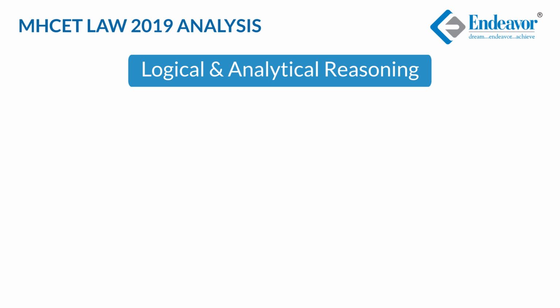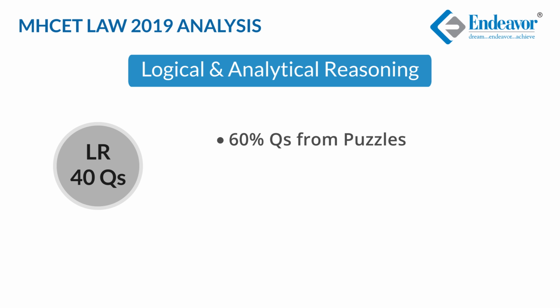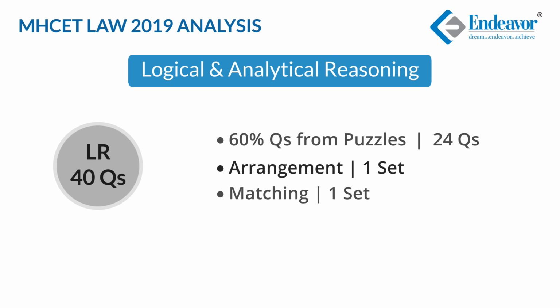Logical reasoning section. This section comprises 40 questions. The section was heavily biased towards puzzles, with almost 60% questions from that topic. There were in total 5 puzzles containing 24 questions. One set was of arrangement in which 10 people were sitting in a row and some of them were facing south, others facing north. Another set was again related to matching, in which 7 people eating 7 fruits from 7 departments were to be matched.